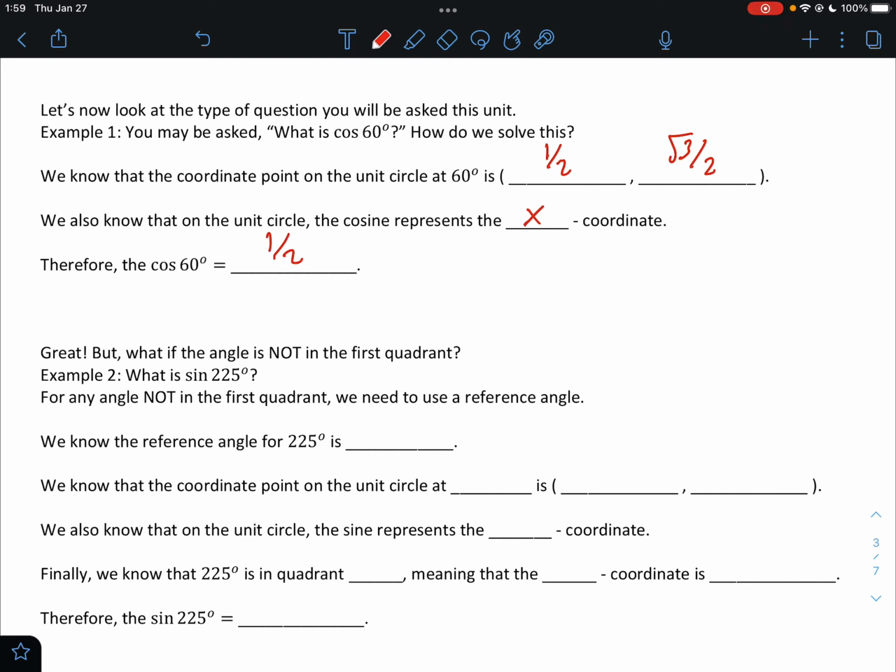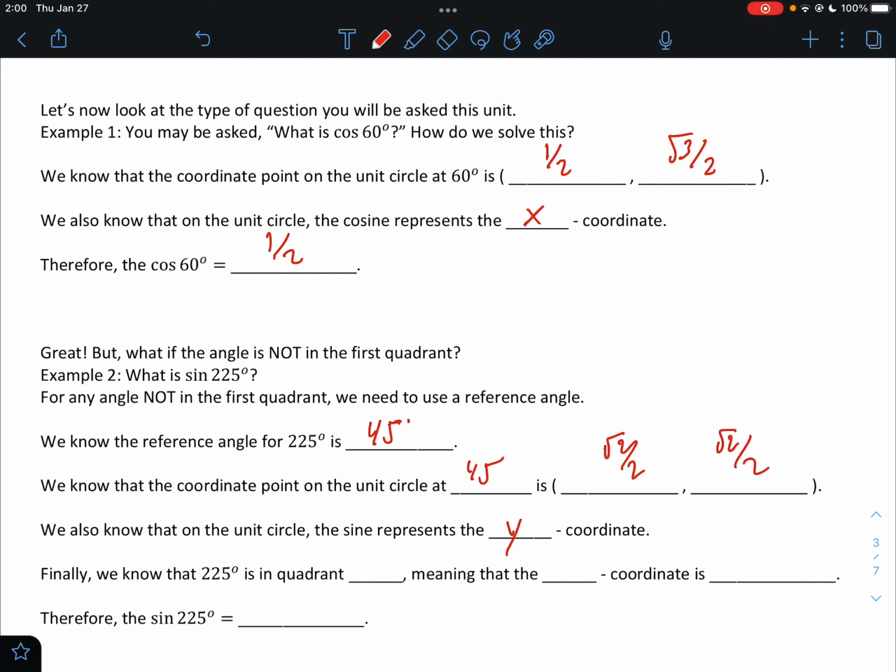Fair enough, but what if the angle is not in the first quadrant? Another question here says, what about sine 225? Well, this is why we talked about reference angles earlier in this unit. For any angle not in the first quadrant, we need to use a reference angle. We should know that the reference angle for 225 is 45 degrees. The coordinate point on the unit circle at 45 degrees is root 2 over 2, comma, root 2 over 2. We also know that on the unit circle, sine is the y coordinate. We just learned that today.